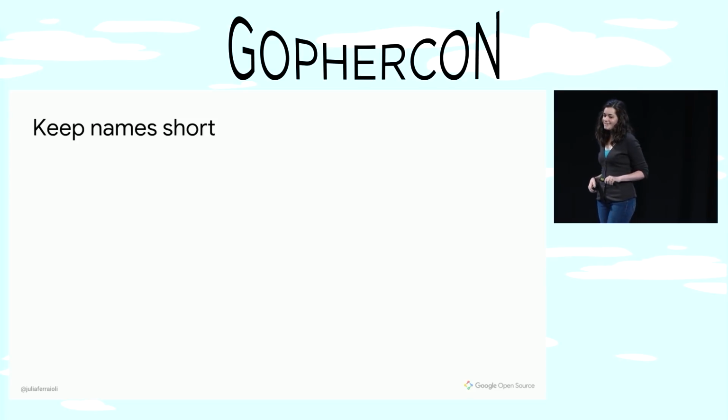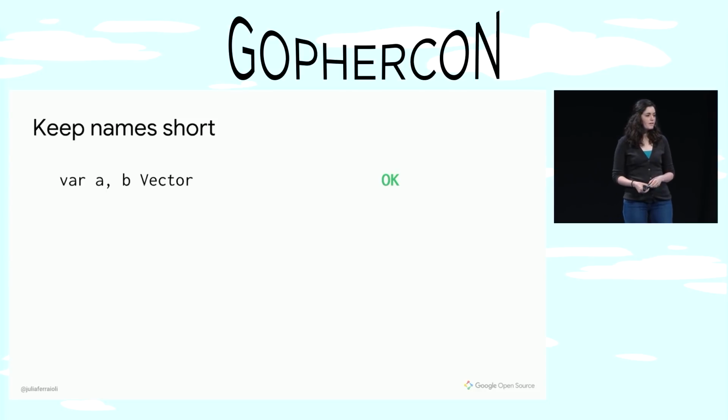Luckily, Go already asks us to keep things short. So my A and B vectors are wonderfully named, right? They're short, they're easy to type, they're easy to listen to. Although you may have noticed that the screen reader pronounced A as "uh", so maybe I and J would be better variable names, actually.